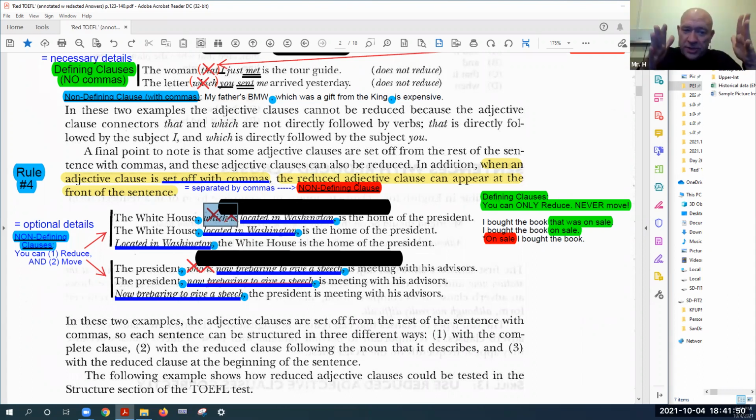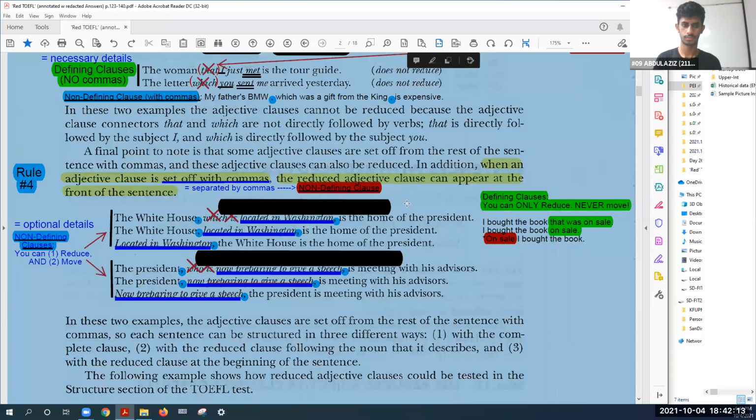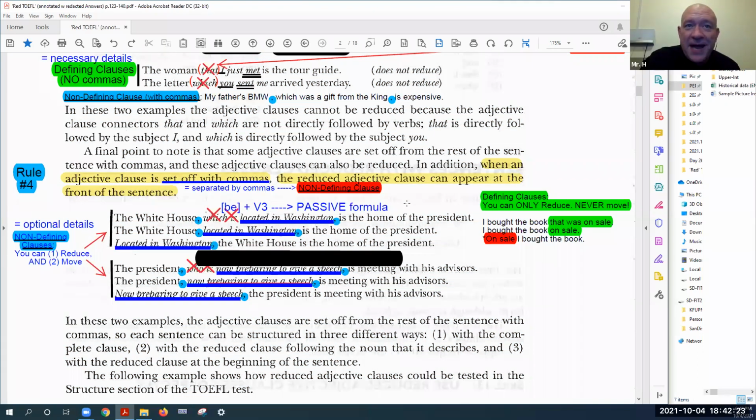And how do we decrease it? Two steps. Step one, delete the connector. It's not just a connector, it's connector and subject. Remove the connector subject. And step two, the be verb. It's specifically the be verb, right? So which formula is that, by the way? Is located? Passive. That's right. Be plus verb 3 is passive. It's a passive formula.